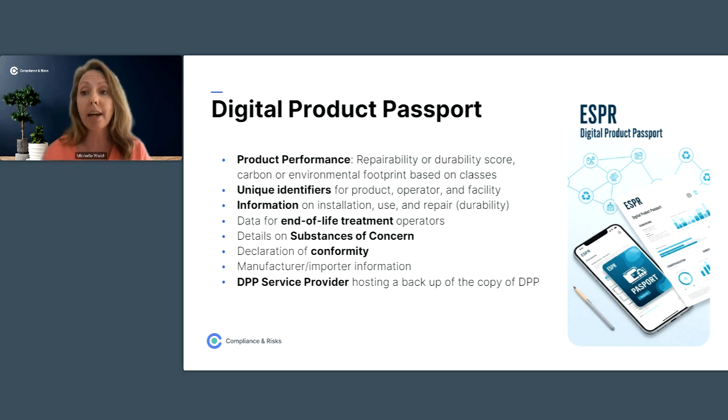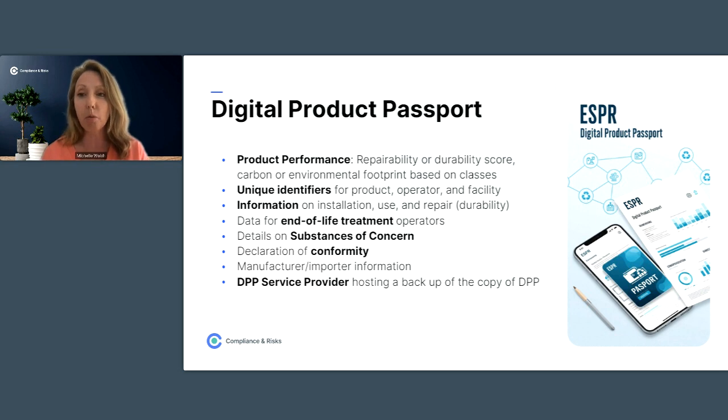It'll contain unique identifiers, the identifier for the product, for the operator, and also the facility where the product was manufactured, information on the product itself, installation, on use and repair. The idea is that information will be used to extend the life cycle of the product through durability and longevity of the product. There'll be data for end-of-life treatment operators. So it's not just a tool for consumers. Similar to the battery passport, there'll be different access levels depending on where you are and what information you need.